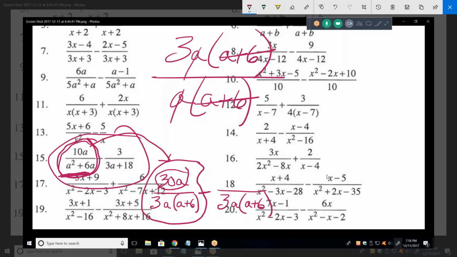Okay? Now how about the right side? What goes here? 3a. It's not going to be 3. The 3's would cancel and I would be left with a 1. So it's got to be 9 something.